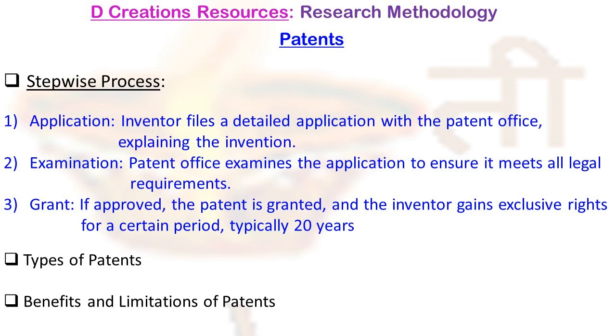So, as a researcher, it is important to be aware of what patents are and how to file a patent, what are the benefits as well as limitations of a patent. And if you feel your research is patentable, then you can approach a country's patent office. For example, it is USPTO for United States, it is EPO for Europe, or IPO for India, and so on.